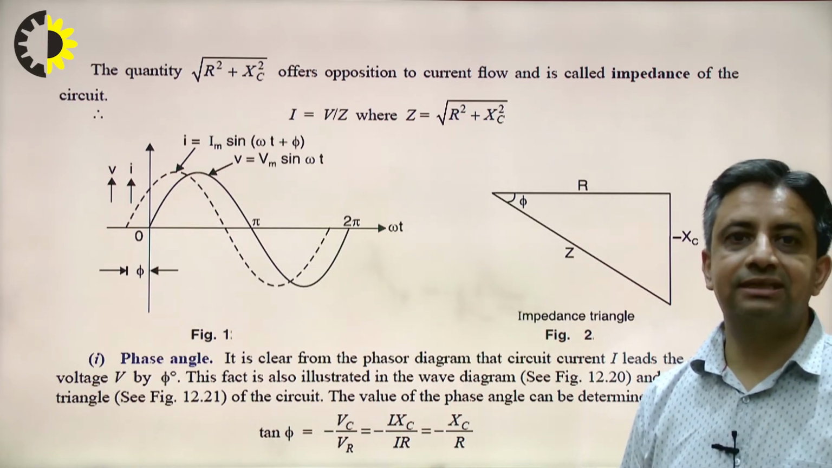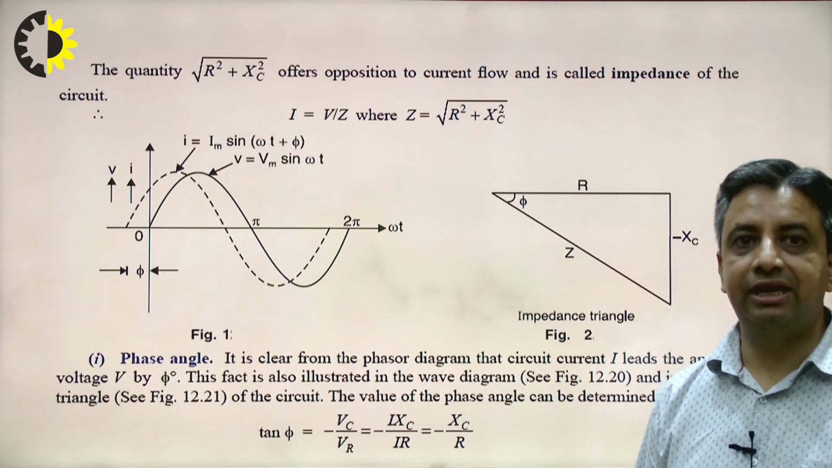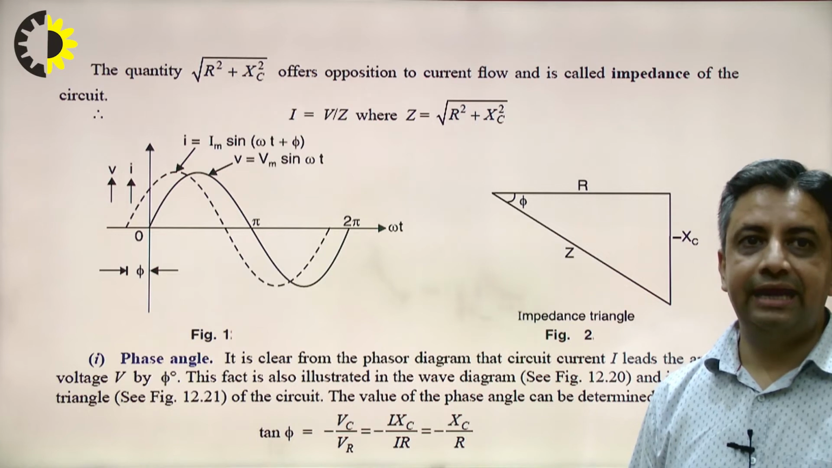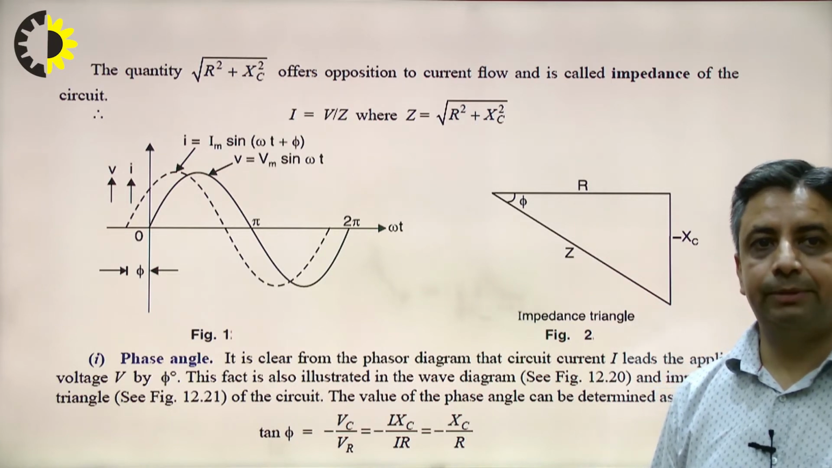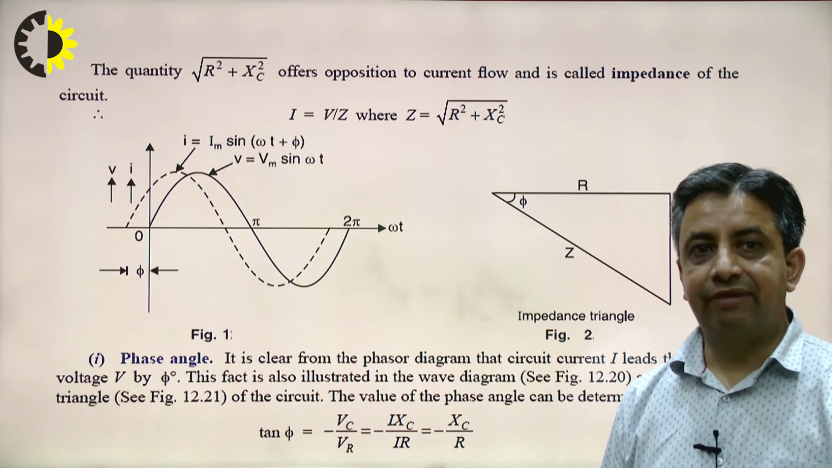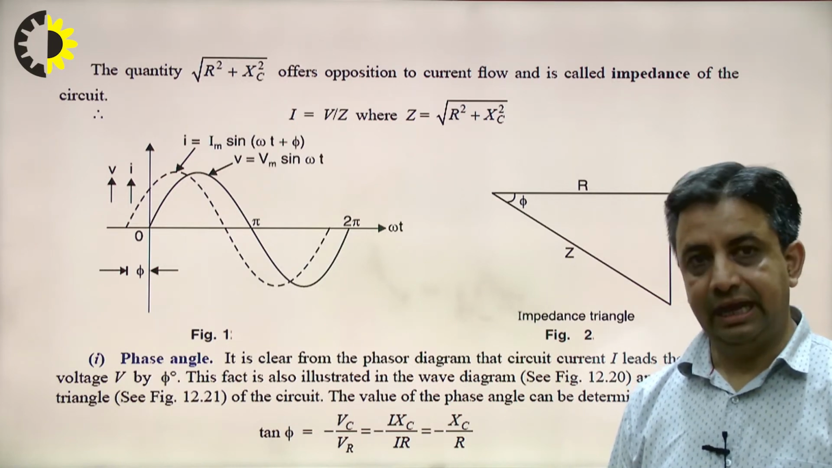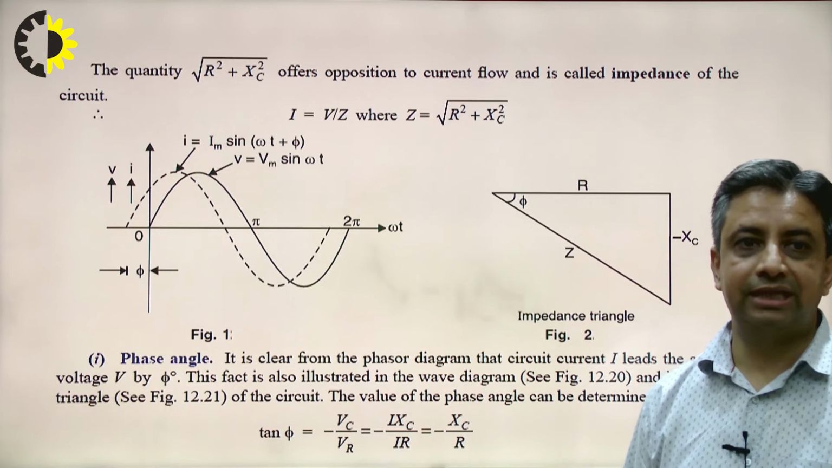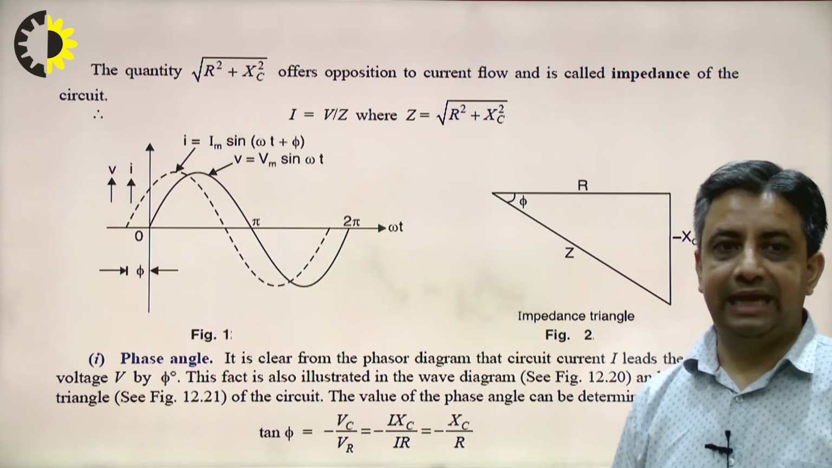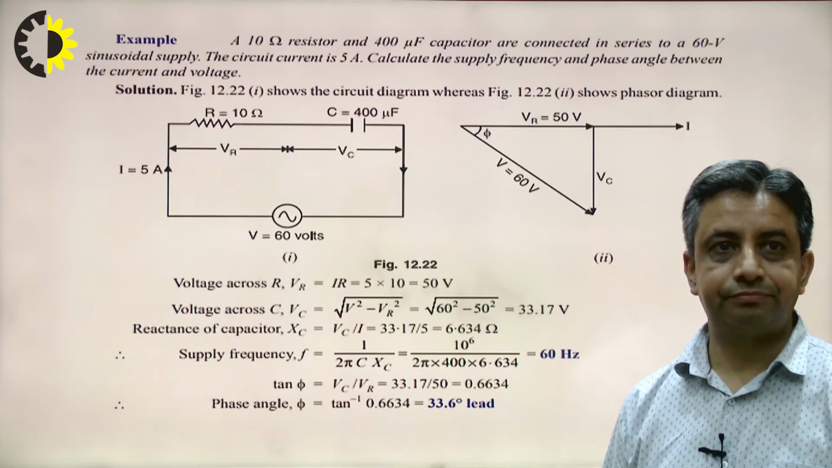And in the case of the impedance triangle, you can see here resistance is taken as the base, and as XC has a negative value, it is lying in the fourth quadrant, and again the phasor sum of these two will be equal to the impedance. So the phase angle phi can again be calculated using the expression phi equal to tan inverse minus XC by R.